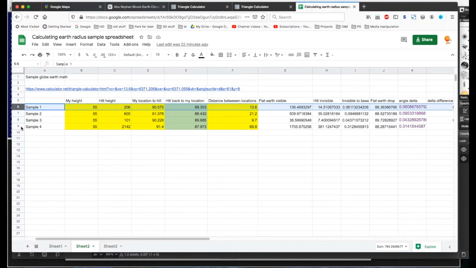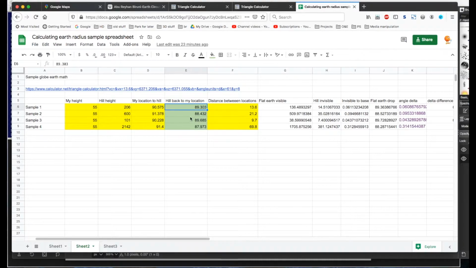So I've created a number of sample scenarios. The cells that are in yellow are those that I should expect to know or to be able to accurately measure. So in this case, I'm standing at an elevation of 55 meters and I'm looking at the top of a hill that is 206 meters above mean sea level. All of these are above mean sea level, and I can accurately measure the distance between the 2 points. With a reasonably accurate theodolite, I can measure this angle.